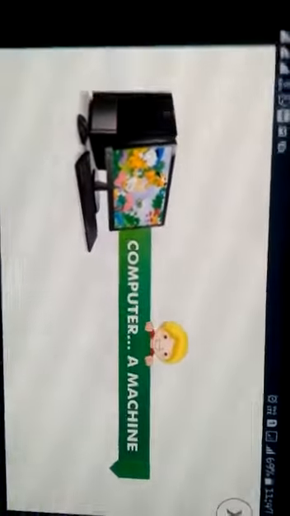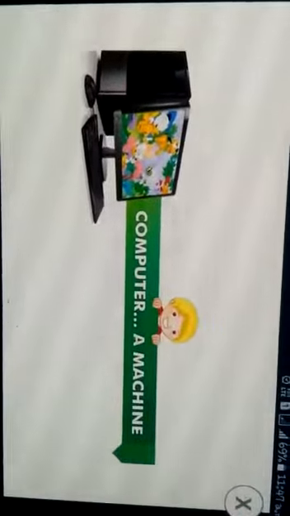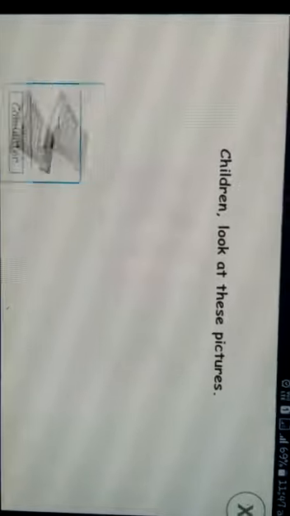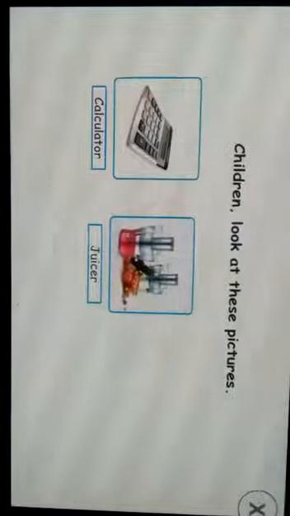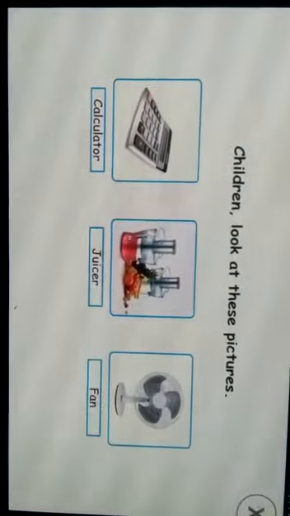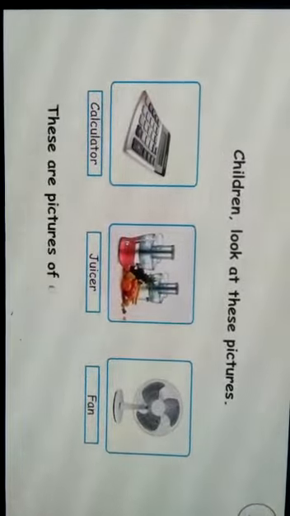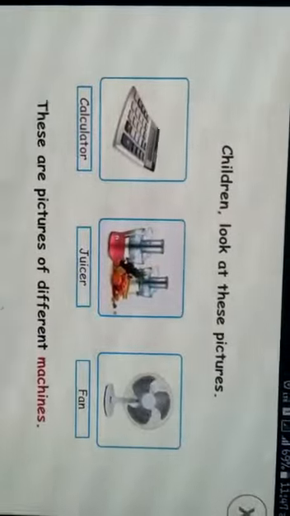Learn about computer, a machine. Children, look at these pictures. This is a calculator, juicer, and fan. These are the pictures of different machines.